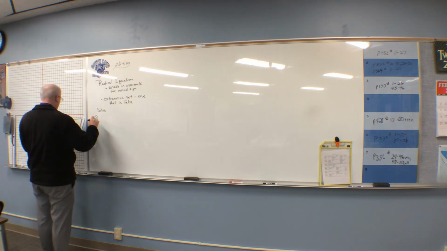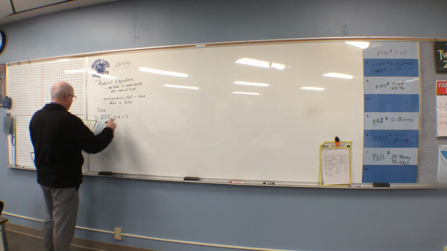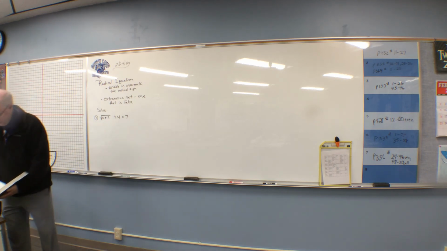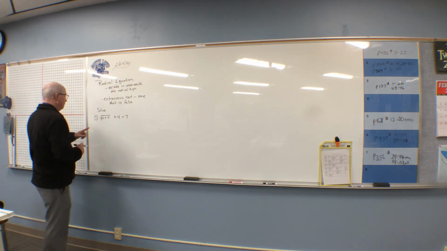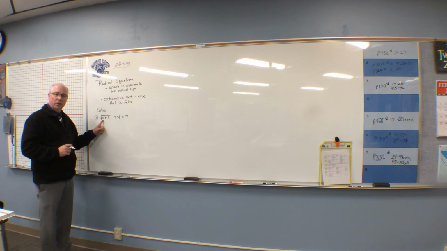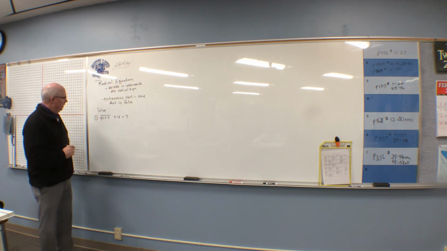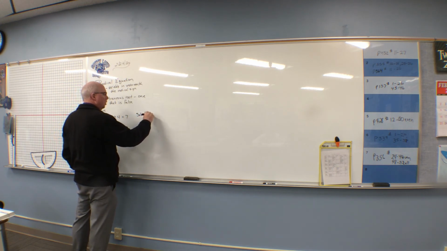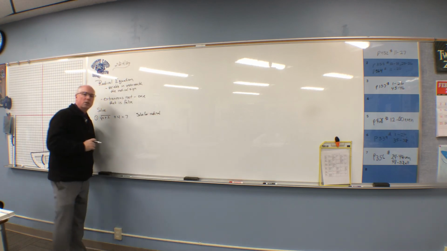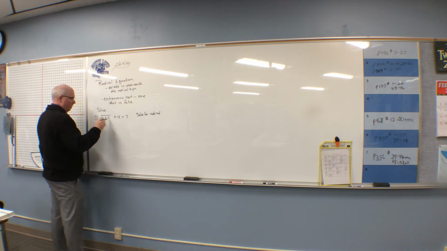Number one, the square root of x plus 2, plus 4 equals 7. Here's the situation. We have a variable underneath the radical sign, so this is what we call a radical equation. To solve it, we solve for the radical. Wherever the radical is, and if you have two radicals, you solve for one at a time. So we're going to solve for this.